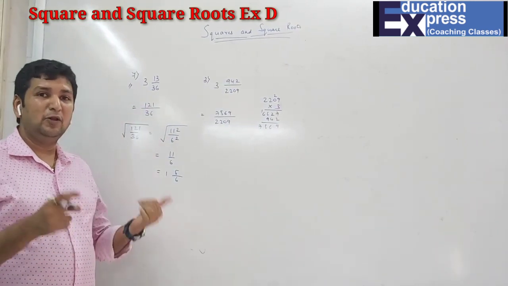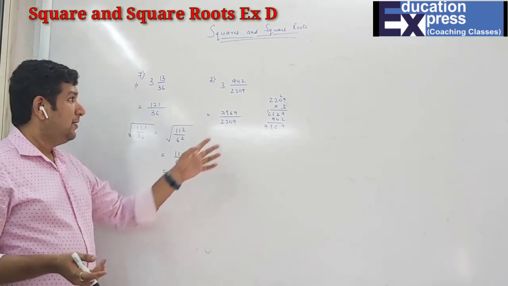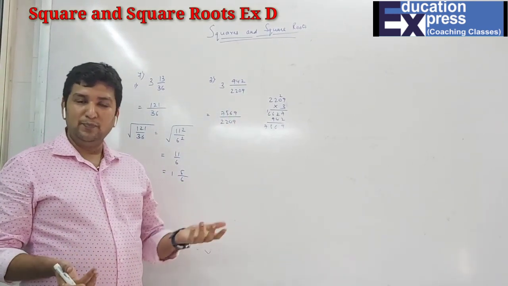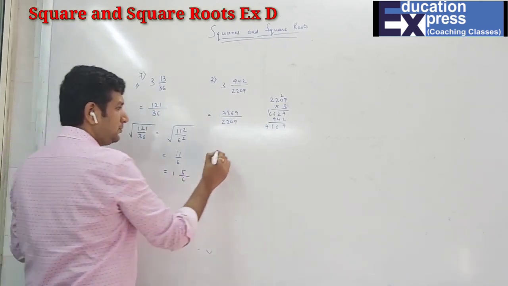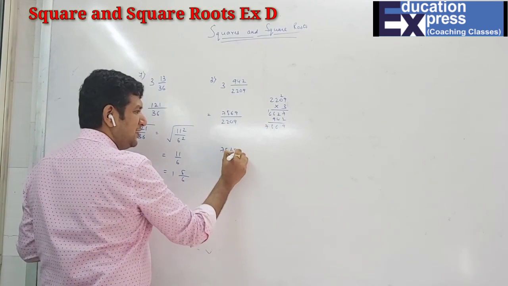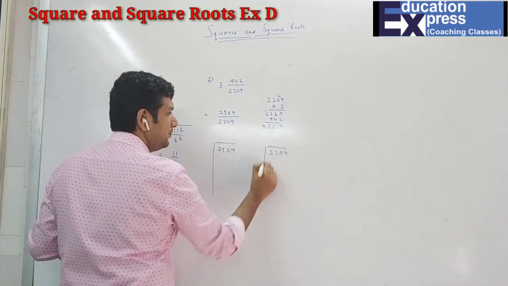Now, how did I do it so easily over there? Because it was 121 upon 36, and you know that we have to learn the squares till 30. So 121 is the square of 11 and this is the square of 6. But this is a big number, so no problem. You can find the squares of this by using the division method. First I'll find the square root of 7569, then the square root of 2209, and then we're done.